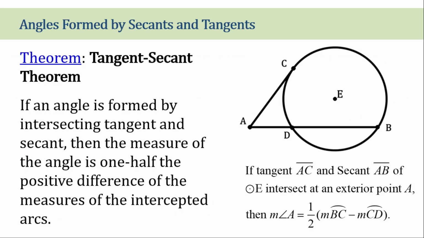The next theorem is the tangent secant theorem. If an angle is formed by an intersecting tangent and secant, then the measure of the angle is one half the positive difference of the measures of the intercepted arcs. Now in this case, tangent AC and secant AB of circle E intersect at the exterior point A. So the measurement of angle A is one half the difference of arc BC and arc CD. It's somehow the same as the previous theorem.